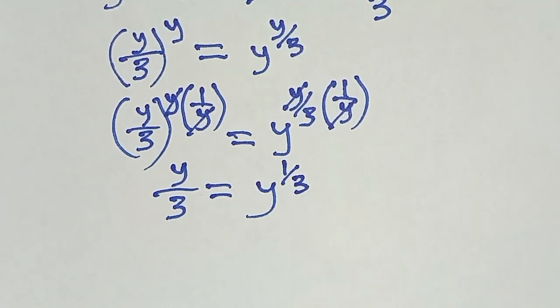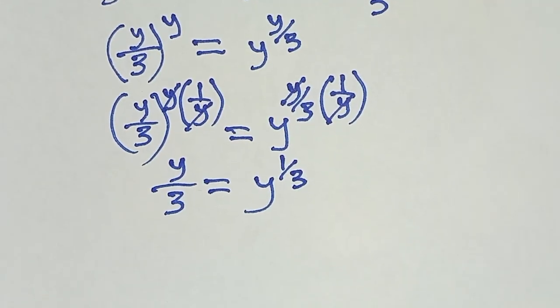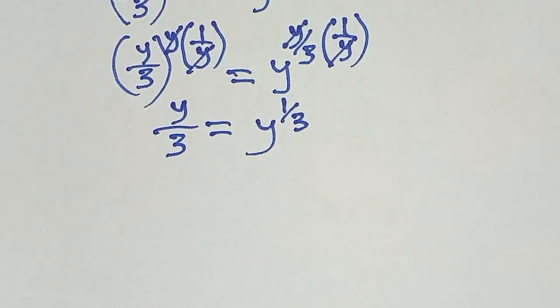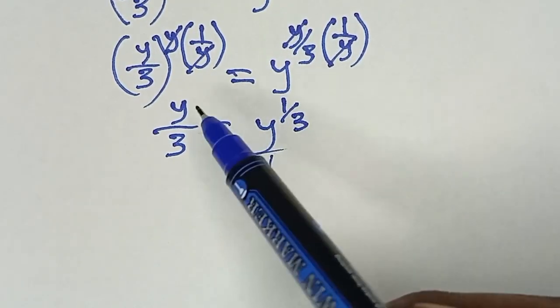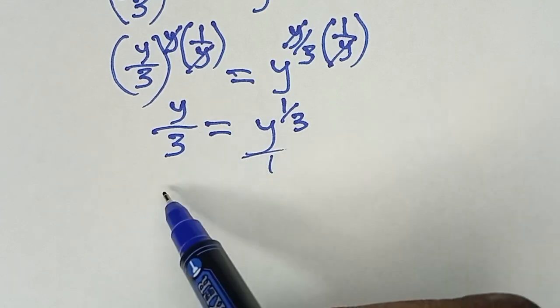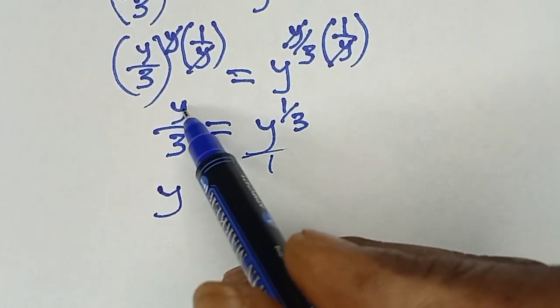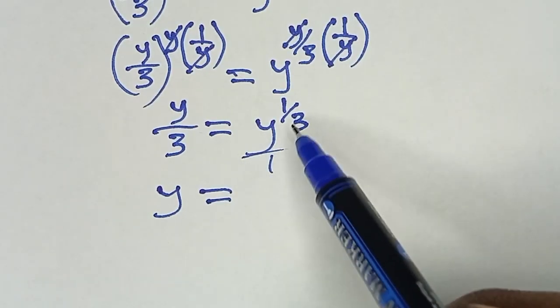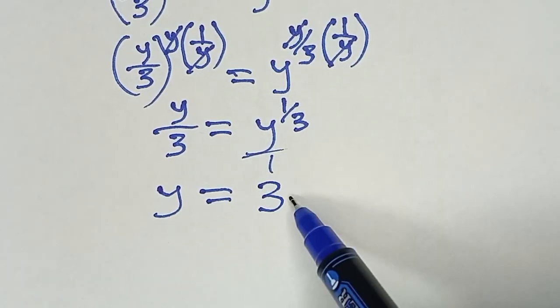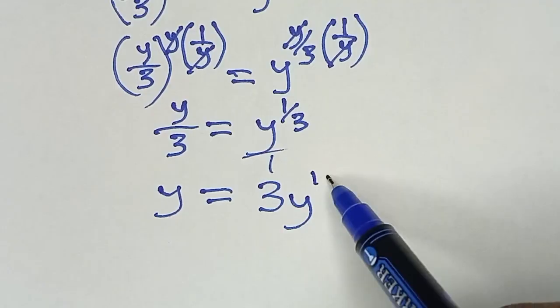So now the next thing for us to do, I would like to cross multiply. Don't forget, this is like over 1. So y multiplied by y will give me y squared, and y multiplied by 1 will give me y. And that will be equal to 3 multiplied by this, which is going to give me 3y to the power 1 over 3.